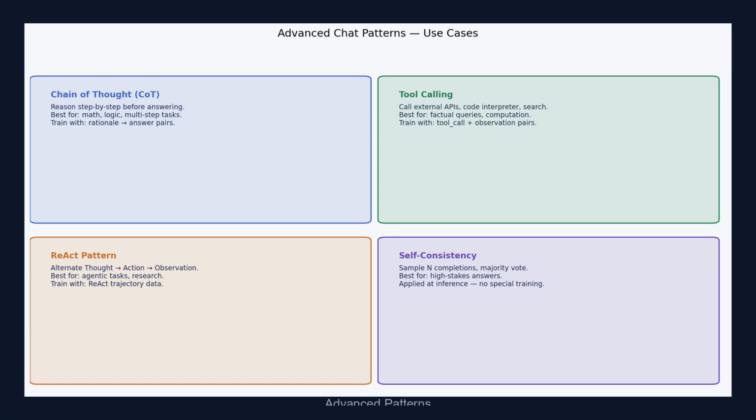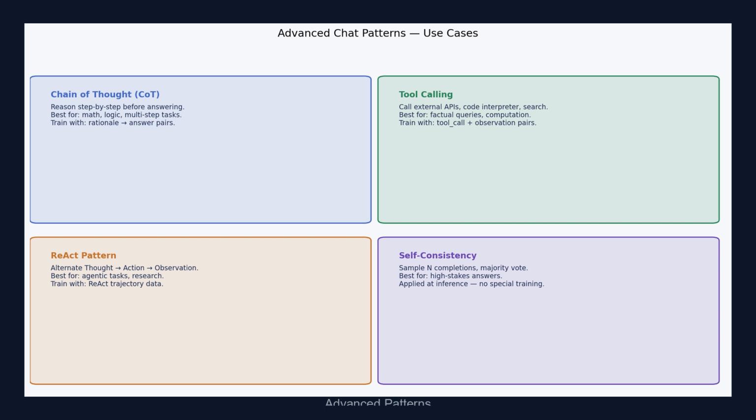4 prompting patterns worth knowing and when to reach for each one. Chain of thought is your default for anything involving math, logic, or multi-step reasoning. Train with rationale plus answer pairs, and the model learns to show its work. Tool calling is for tasks that require external facts, live data, or computation. Train with complete tool call sequences, including the result injection turn.